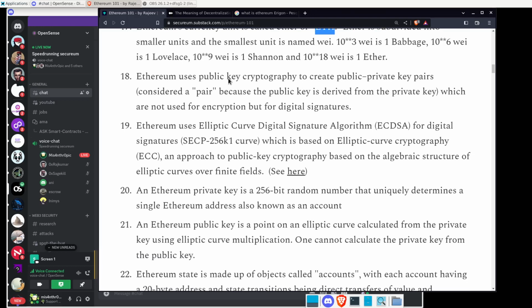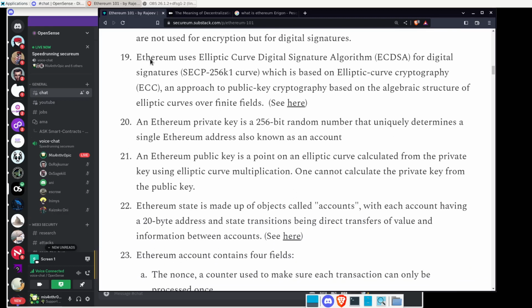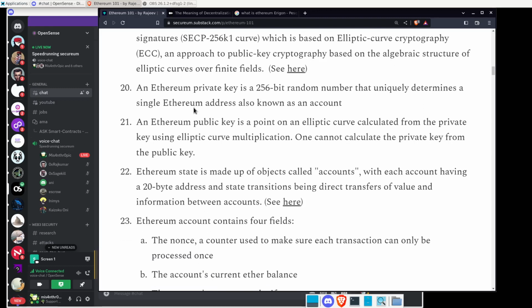Ethereum uses public key cryptography to create key pairs, considered a pair because the public key is derived from the private key, which are not used for encryption but for digital signatures. Ethereum uses the elliptic curve digital signature algorithm for digital signatures, which is based on elliptic curve cryptography, an approach to public key cryptography based on the algebraic structure of elliptic curves over finite fields.